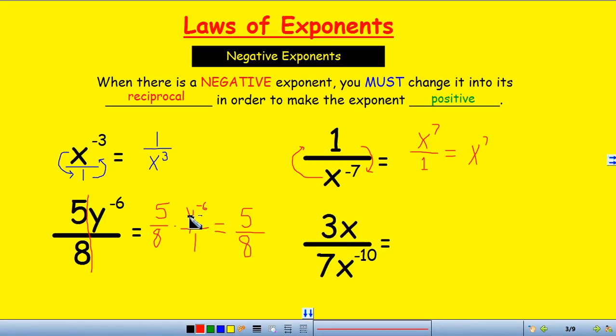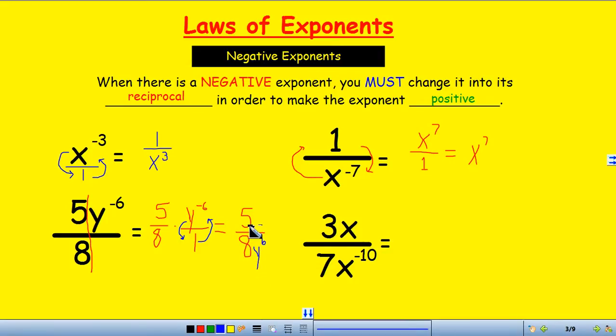However, this y, the variable, has a negative exponent. We know negative exponents are not legal in math. So in order to make it positive, we have to change it into its reciprocal. So instead of saying y to the negative 6 over 1, we're going to move the 1 up to the numerator, and we're going to move y to the negative 6 down to the denominator so that the 6 can become positive. That leaves us with y to the positive 6 in the denominator.